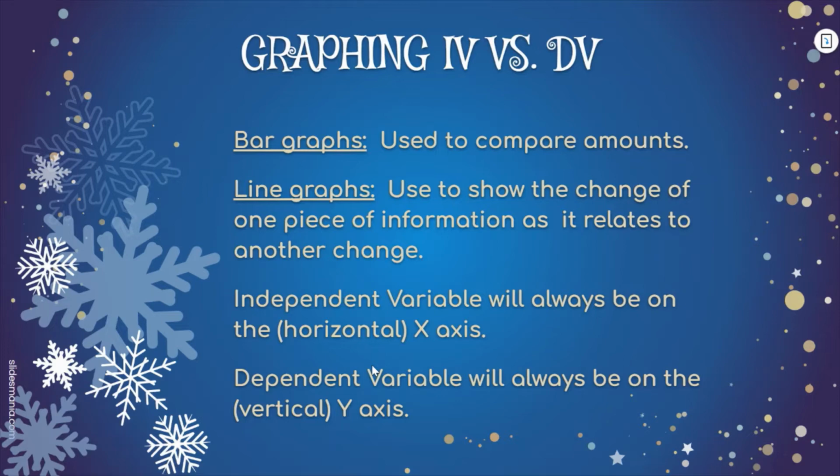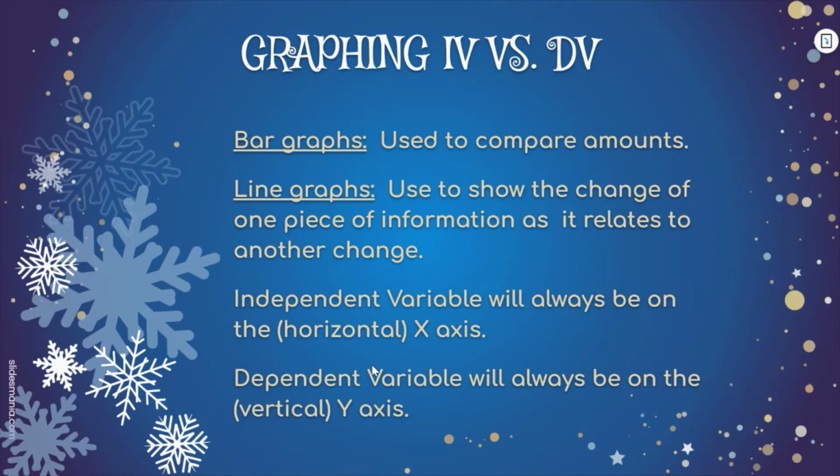I always remember that my x is independent, right? So my x is independent. That's just a little mnemonic, something to help you remember this. So whenever you have the x-axis, which is a horizontal one, that is where your independent variable goes. Your dependent variable will always be on the vertical y-axis.